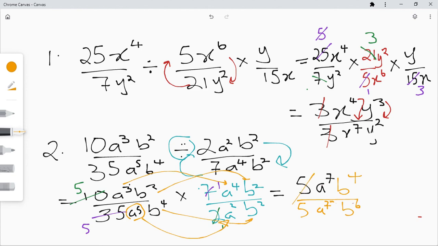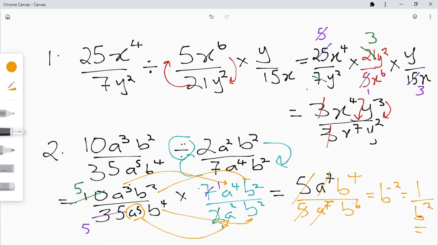So our 5s cancel each other out. Our a's also cancel each other out. We remain with b to the power 4 over b to the power 6, which is the same as 4 minus 6, negative 2. So we remain with b to the power negative 2, which can also be written as 1 over b squared. And that is our answer.